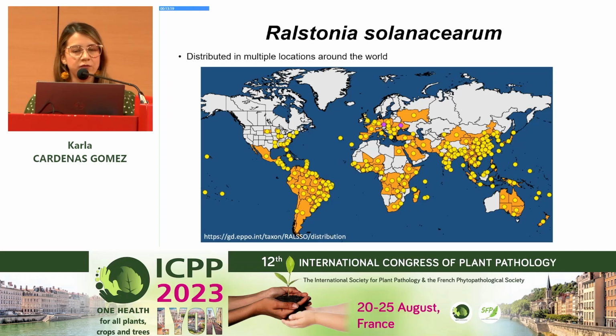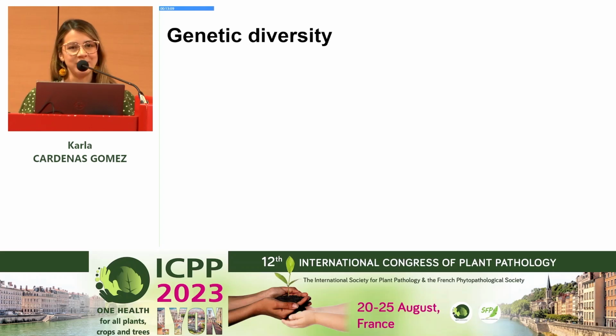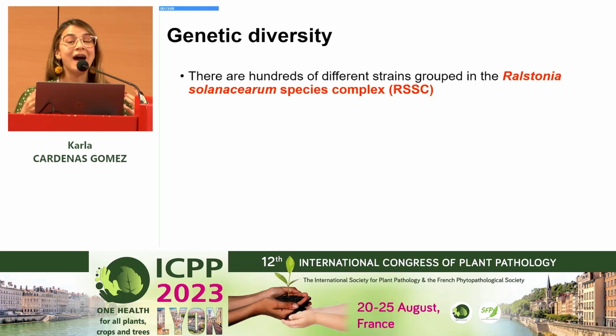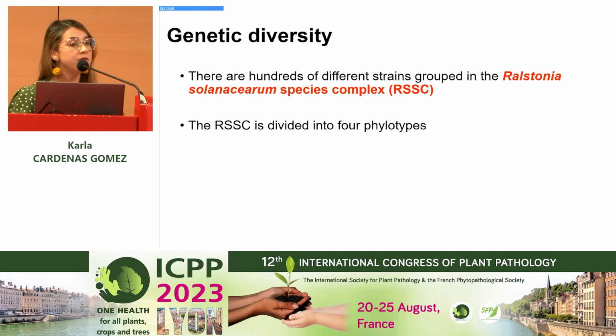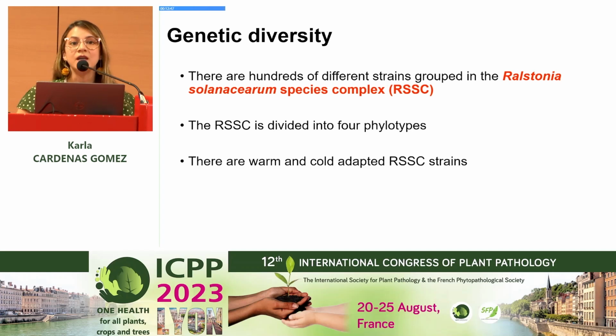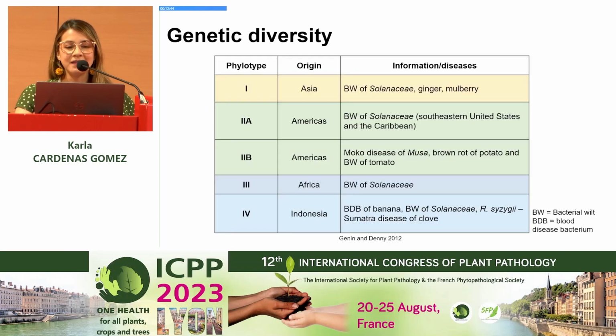Another important characteristic of Ralstonia is that it's widely spread in the world. It's in all the highlighted areas in this map. Interestingly, Ralstonia is also very diverse genetically. It affects hundreds of species of plants, and it also survives in different environments. There are hundreds of strains that have been grouped in the Ralstonia solanacearum species complex. This complex has been divided into 4 phylotypes, and there are warm-adapted and cold-adapted strains. In this table, you can see the 4 phylotypes, which have been organized mainly by geographical origin. Today, I'm going to talk about phylotype 2b.